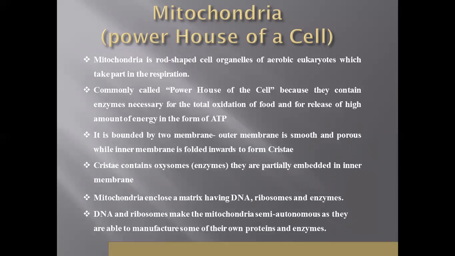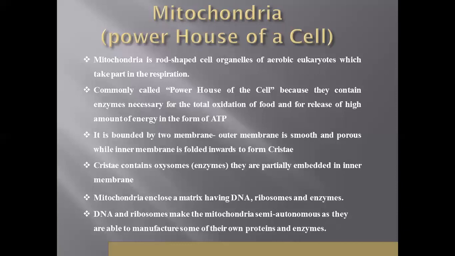It is a double membrane organelle, the outer membrane and the inner membrane. The outer membrane is smooth and the inner membrane is highly folded and porous. The folds inside are known as the cristae, which contain the enzymes that take part in respiration. Mitochondria has its own DNA, ribosomes, and enzymes. That's why the mitochondria is also known as a semi-autonomous organelle.